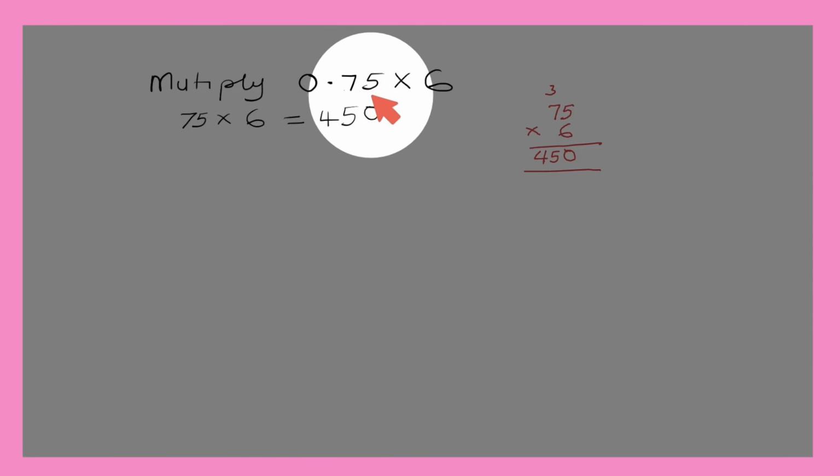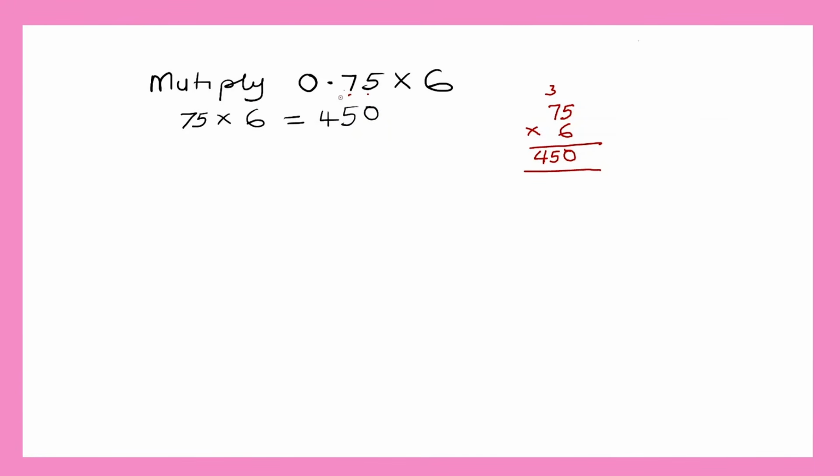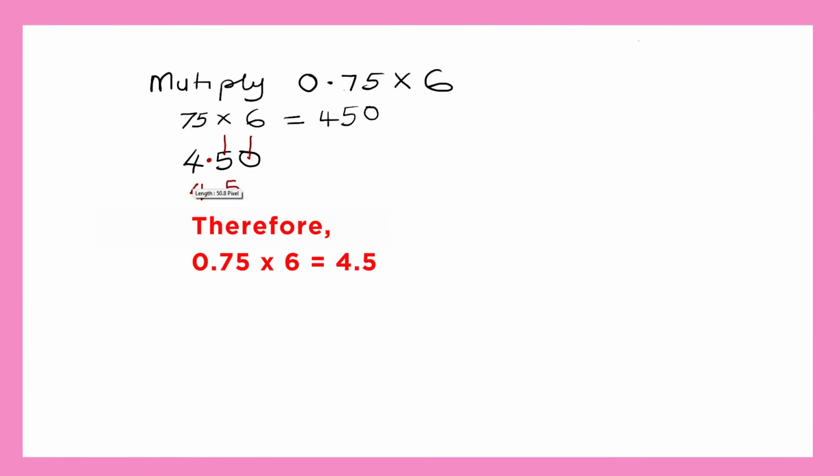We will now apply rule 3, which says count the decimal places in the original number. From here, you see that we have 1 and 2. So we're actually having 2 decimal places. So counting 2 decimal places, we have 1 and 2. So we can put our decimal here. So the answer now becomes what? 4.50. And of course, 0 after a decimal is insignificant. So we now have 4.5. Therefore, 0.75 multiplied by 6 equals 4.5.